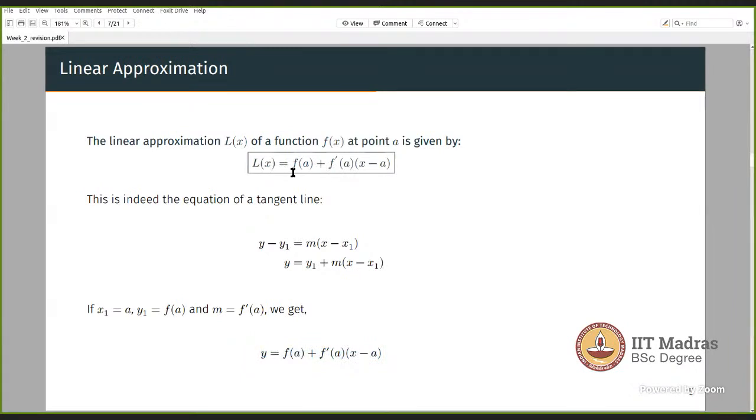L(x) equals f(a), where a is the point around which you want the linear equation of the function, which is not actually linear, plus f'(a), the first order derivative of the function, multiplied by (x minus a). This is the equation through which, for any higher degree function, you can get the simple linear equation, which will give you the function's value in the vicinity of x equal to a.